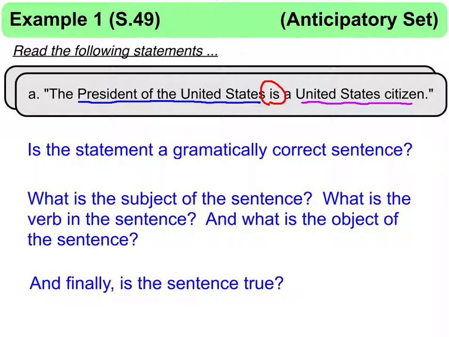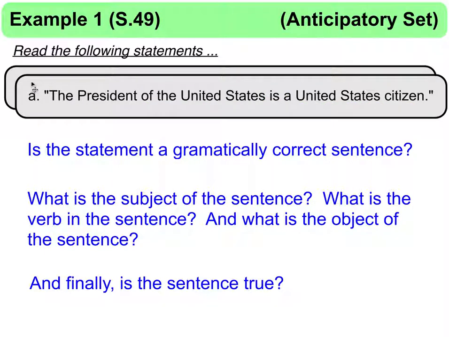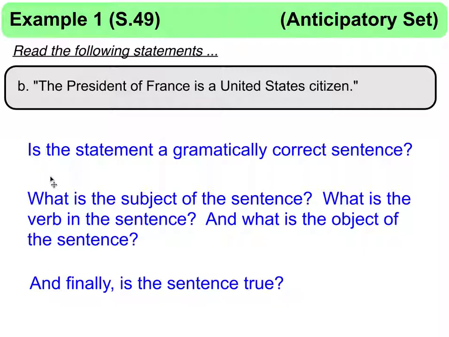And so with that being stated, we bring in this idea here, what about this statement in part B? The President of France is a United States citizen. And so then we'll go through the same thing. Is it grammatically correct? The students will answer yes or no. What is the subject? The students will say the President of France. What is the verb? Again, they will say, well, that's the is. And then the object is United States citizen.